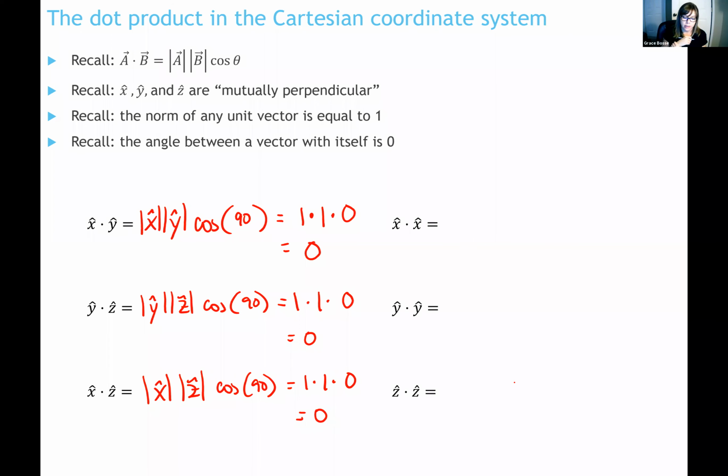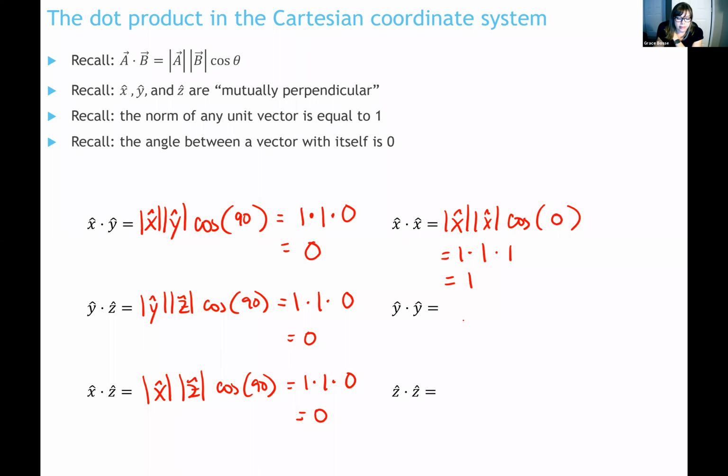One more thing that I want to talk about is just remember that any vector dotted with itself, you can also calculate that as well. So x hat dotted with x hat is going to be the norm of x hat times the norm of x hat times the cosine of the angle between x hat and x hat. It's parallel to itself, so that angle in there is 0. The cosine of 0 is the number 1. So this dot product of x hat dotted with x hat is going to simplify to the number 1.